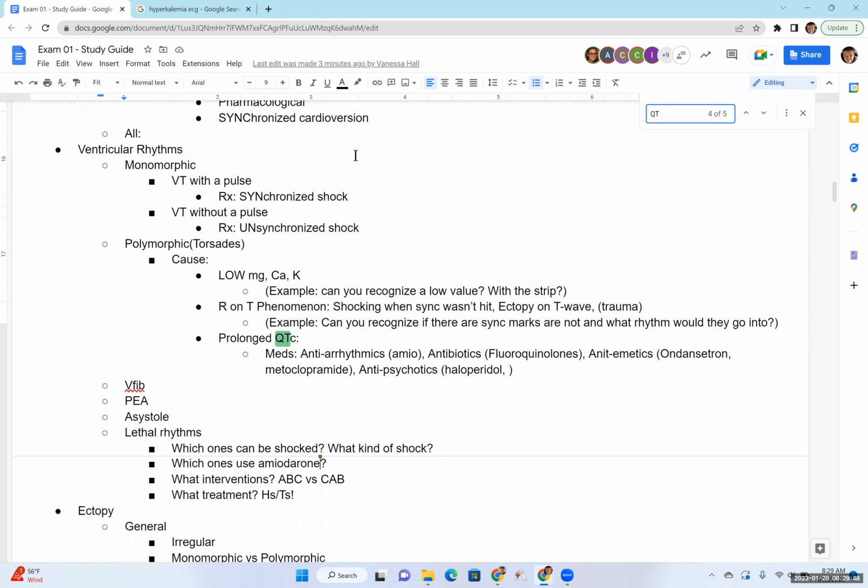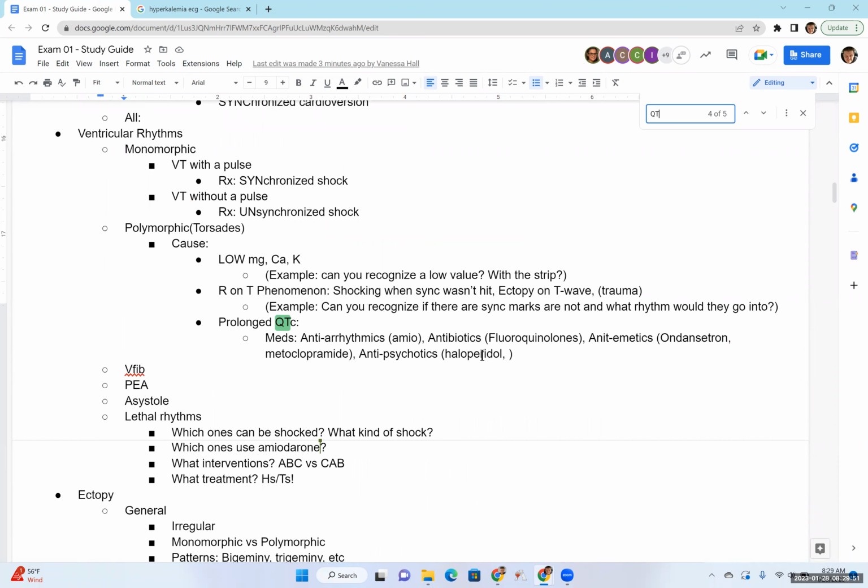Amiodarone could have caused it. Prolonged QTc. We've got meds here. So there's our haloperidol, right? So an example of an antipsychotic.